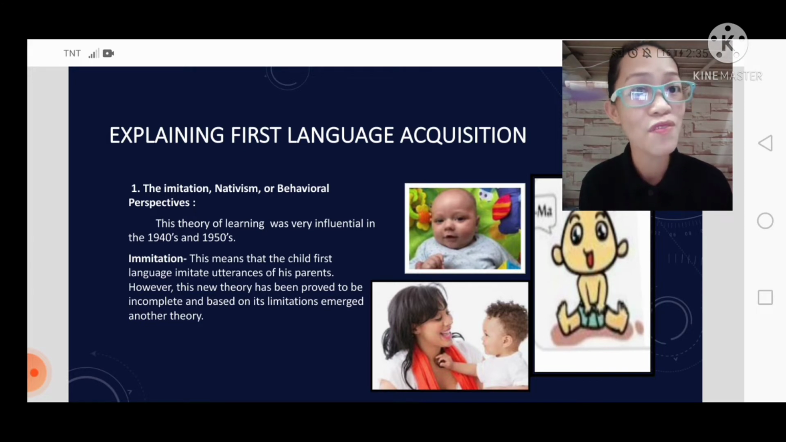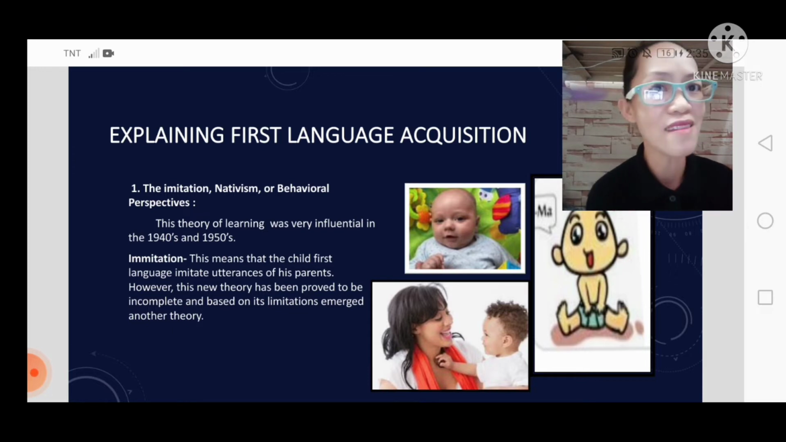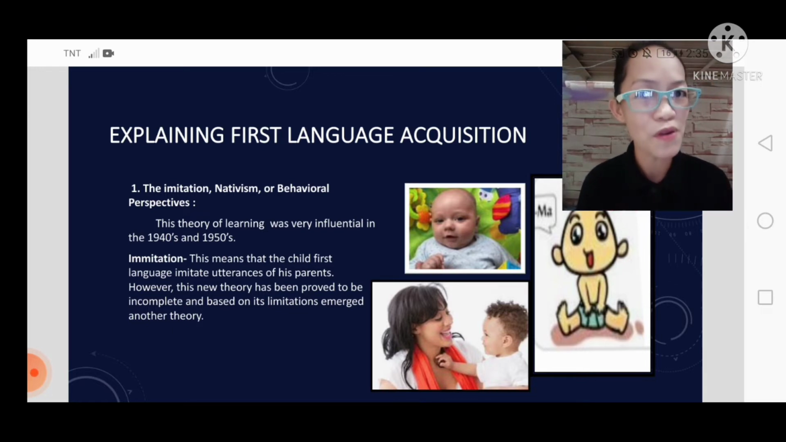However, this theory has been proved to be incomplete. This theory of learning of language says that the child imitates the utterances of the people around them, from the parents or from the caregiver. Because of the limitations and incompleteness of this theory, another theory emerged.